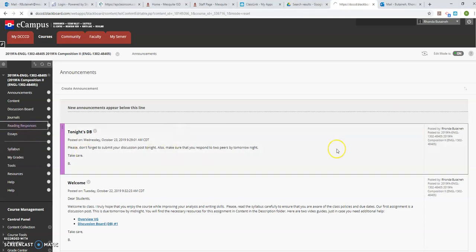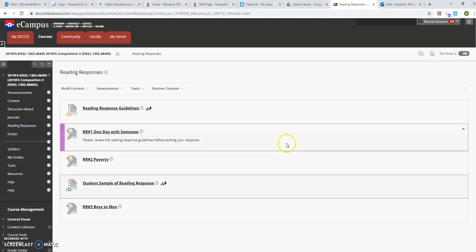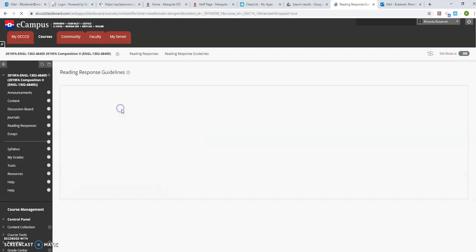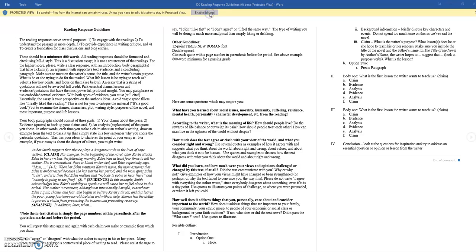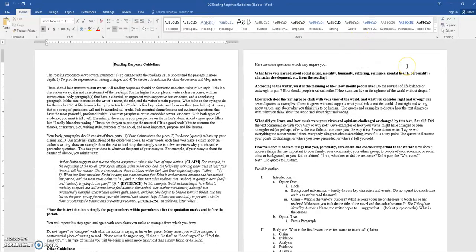You will find all the assignments in the reading response folder. Here are the guidelines. These are the instructions, and there's also an outline there to kind of walk you through the process. Now, one thing that you need to be aware of is that a reading response is not a summary. I've read the passages, so we don't need a summary.